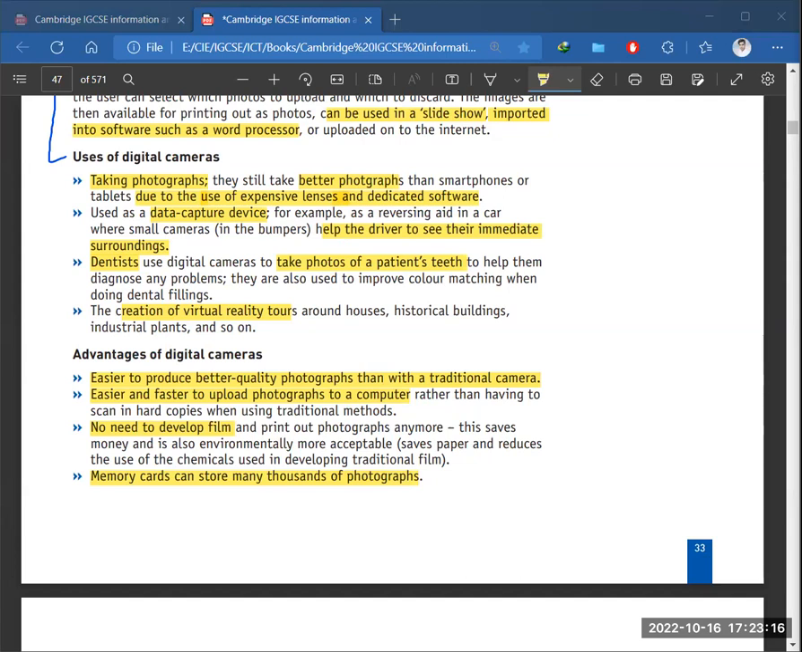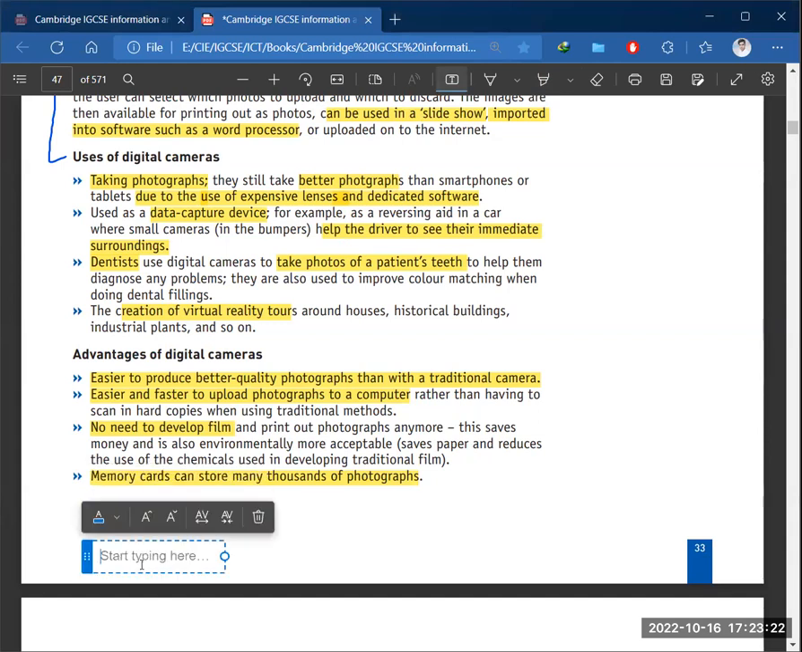Easier to produce better quality photographs than with a traditional camera. Easier and faster to upload photographs to a computer. No need to develop film. Memory cards can store many thousands of photographs.